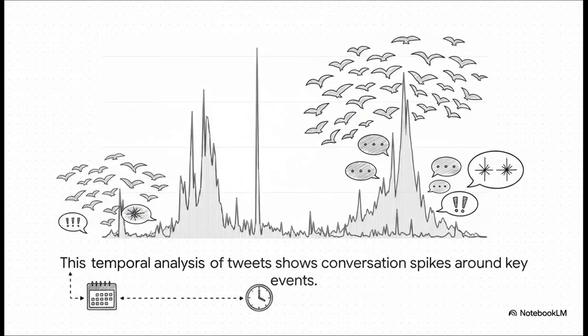We can also slice this data by time, which is incredibly powerful. This chart, for example, shows the tweet activity for a charity campaign. And as you can see, the conversation isn't flat at all. You see those huge, sharp peaks? Those are massive spikes in engagement, and they probably line up perfectly with specific events or marketing pushes. This way of looking at data over time, it's called temporal analysis, and it's how you spot the rhythm of a conversation.